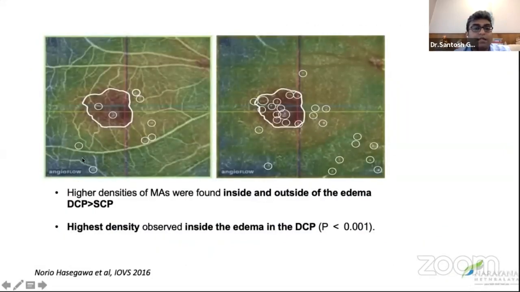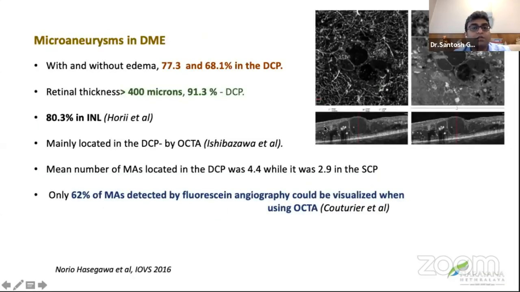There are other studies which showed that the areas of macular edema have more aneurysms when compared to the areas which do not have macular edema. So coming to microaneurysms in DME, all the studies come to one conclusion, which is that when there is edema, the aneurysms are more, and they are more in the DCP. But when we look at an angiography comparison with an OCTA comparison, only 62% of aneurysms which are detected by fluorescein angiography could be detected in OCTA. That could be because of the difference in flows. There could be high flows, there could be low flows, there could be infarcts and various other things.